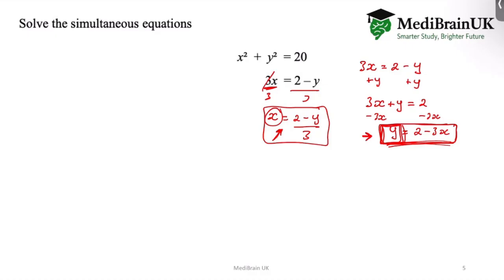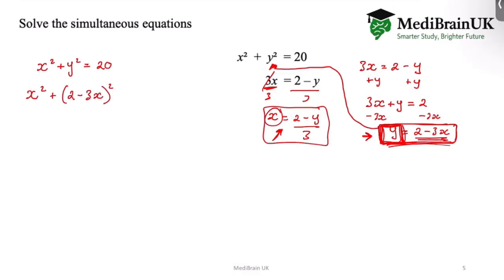What we're going to do, we know that y is the same as 2 minus 3x. So we're going to substitute it in place of y. Instead of y, we're going to write 2 minus 3x because both of them are the exact same thing. So we have x squared plus y squared equals 20. Nothing's going to happen to the x squared, it's going to stay as it is. Instead of the y, we're going to write 2 minus 3x, and we're going to square it, and that's going to be equal to 20.